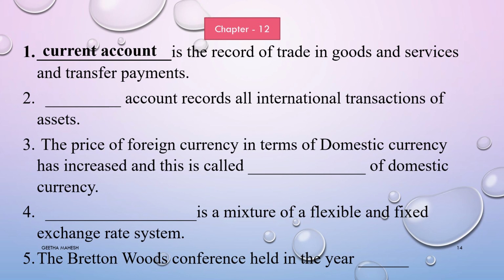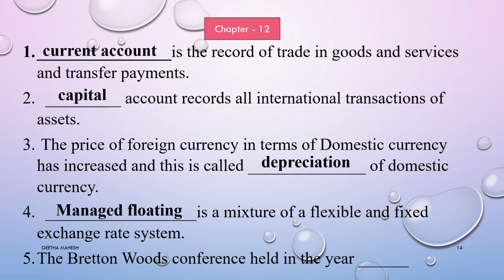Capital account records all international transactions of assets. The prices of foreign currency in terms of domestic currency has increased. This is called depreciation of domestic currency. Managed floating is a mixture of fixed and a flexible exchange rate system. The Bretton Woods Conference held in the year 1944.